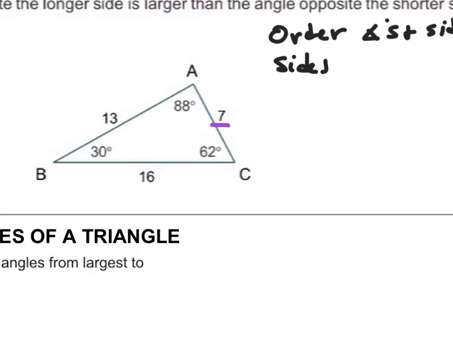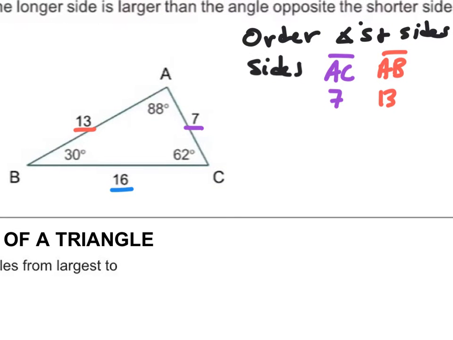So my sides rank from segment AC, which is 7, and then to my next largest side, which is AB, which is 13, and then my longest side is BC, which is 16. So I rank them AC, AB, BC, which are 7, 13, and 16.